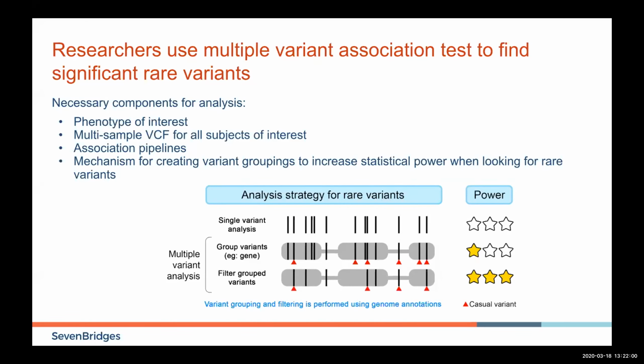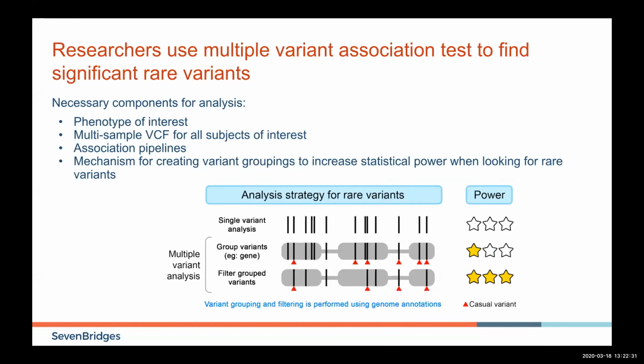So the second line shows an example annotation, which is the gene that the variants are located in, where the genes are represented with gray bars. So grouping variants from the same gene is actually a typical first variant grouping that many researchers perform. And now all these rare variants act together as one unit, and it's more likely researchers will be able to detect an association of their phenotype with variants located in the same gene.